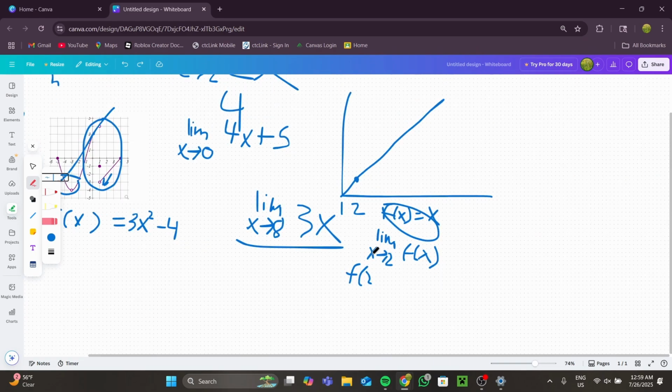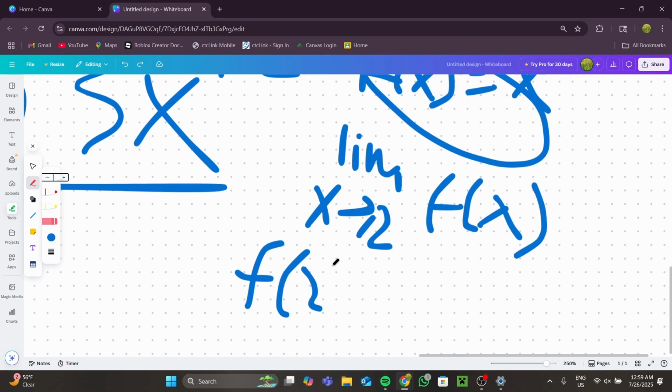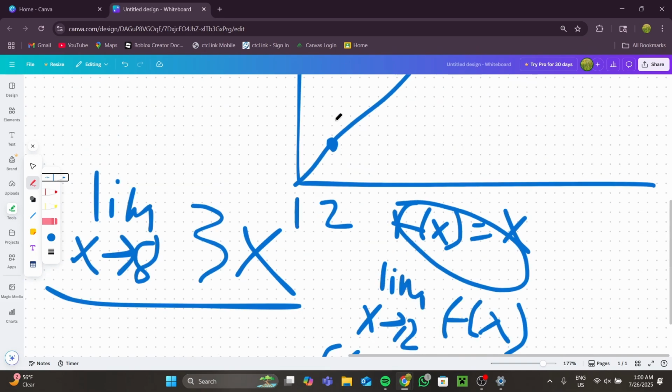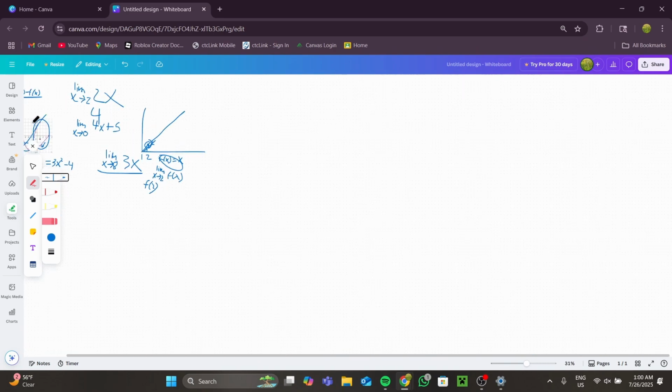Now you might be wondering at this point, what's the difference between f of 2 and the limit of f of x as x approaches 2? To put it in words, with limits, you're finding what it's approaching. Let me draw the arrows. With limits, you're finding what it's approaching. You're finding that area right there. But with f of x, you're finding the direct value.